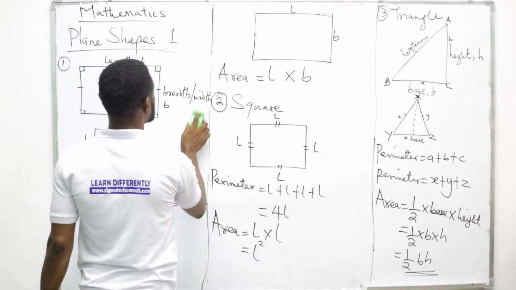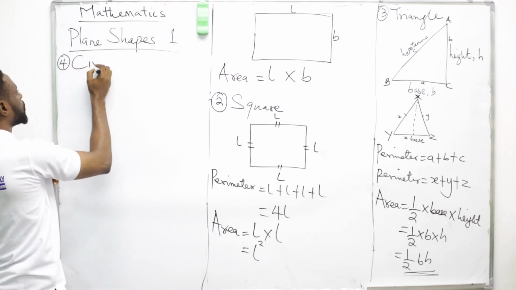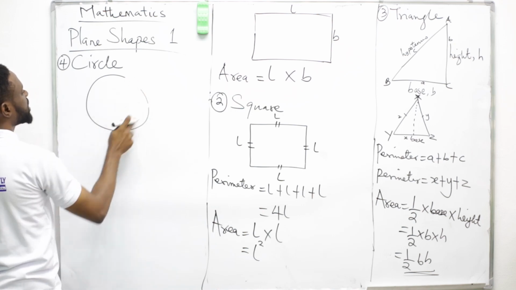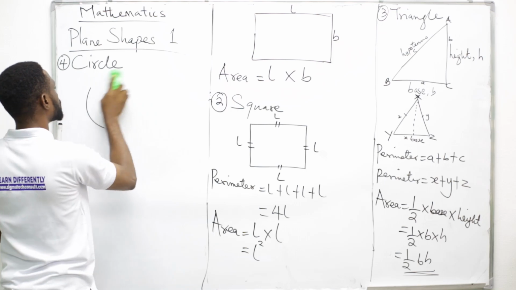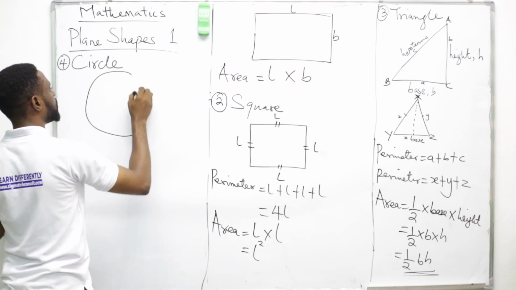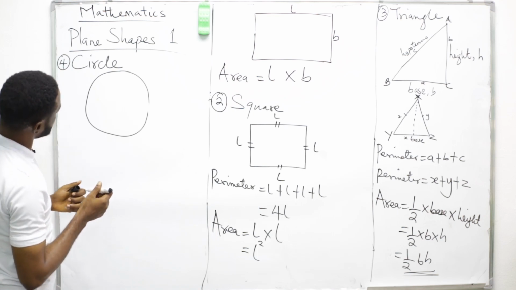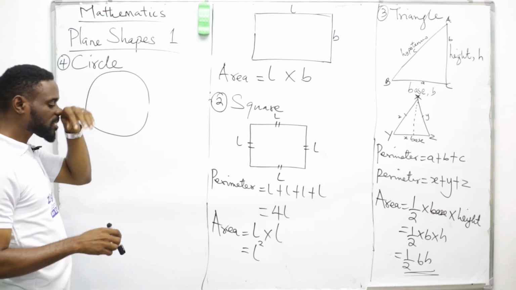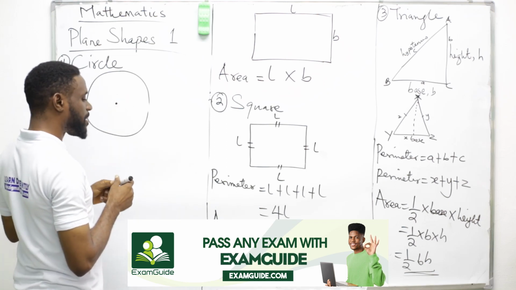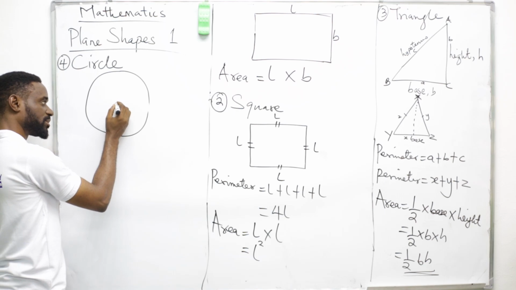The next thing is, let's look at the circle. The circle has a very unique property that we must pay attention to. Let me see if I can draw a more circular circle. Okay, let's assume this is a circle. Now, all circles have a center point. Remember, the sum of angles in a circle is 360 because they are angles on a point. This is that point. Don't forget that.